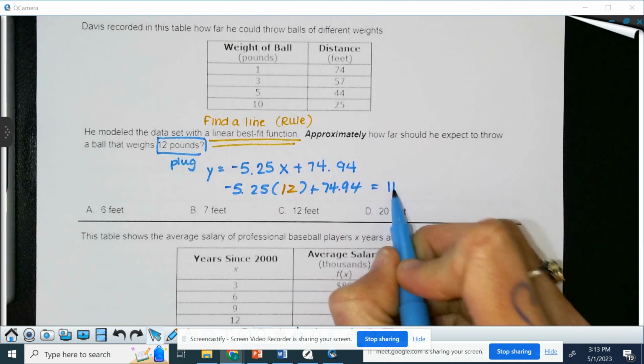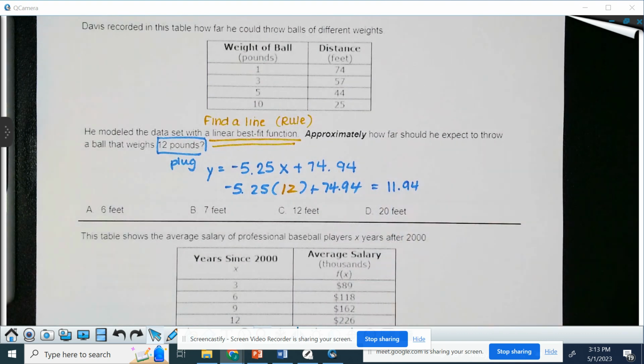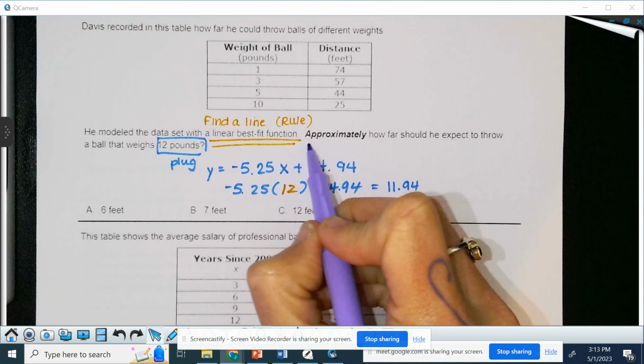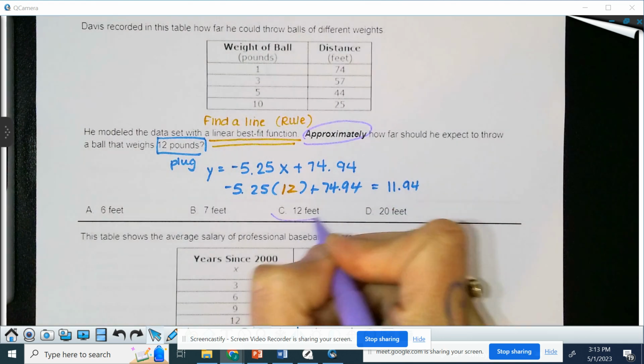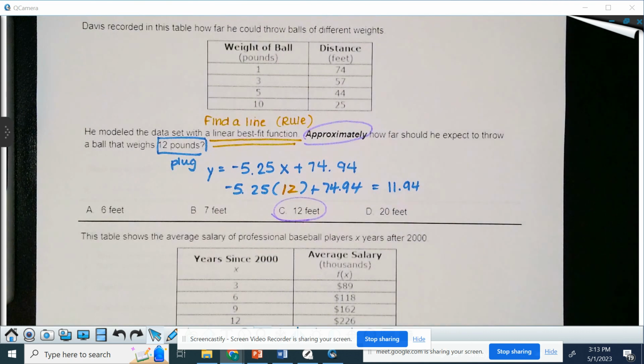That word approximately is really important. Sometimes that kind of blows everybody's mind. That just means close enough. So obviously 11.94 is not close to 6. It's not close to 7. And it's way too small for 20. Because again, I always think of things as money. $11.94. Your parents are probably going to hand you $12 if they owe you money. Okay? So that's line of best fit.